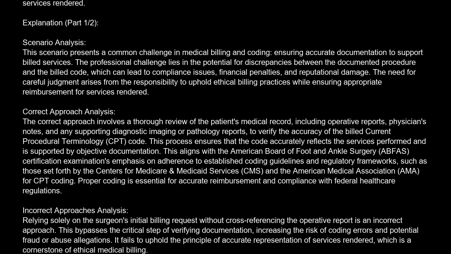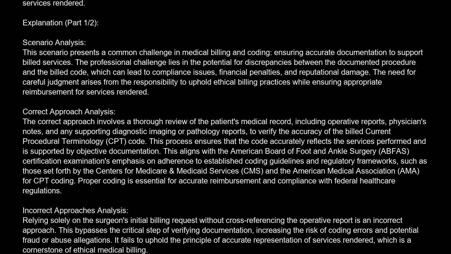Correct approach analysis. The correct approach involves a thorough review of the patient's medical record, including operative reports, physician's notes, and any supporting diagnostic imaging or pathology reports to verify the accuracy of the billed current procedural terminology, CPT code. This process ensures that the code accurately reflects the services performed and is supported by objective documentation. This aligns with the American Board of Foot and Ankle Surgery, ABFAS, certification examinations' emphasis on adherence to established coding guidelines and regulatory frameworks, such as those set forth by the Centers for Medicare and Medicaid Services, CMS, and the American Medical Association, AMA, for CPT coding. Proper coding is essential for accurate reimbursement and compliance with federal healthcare regulations.